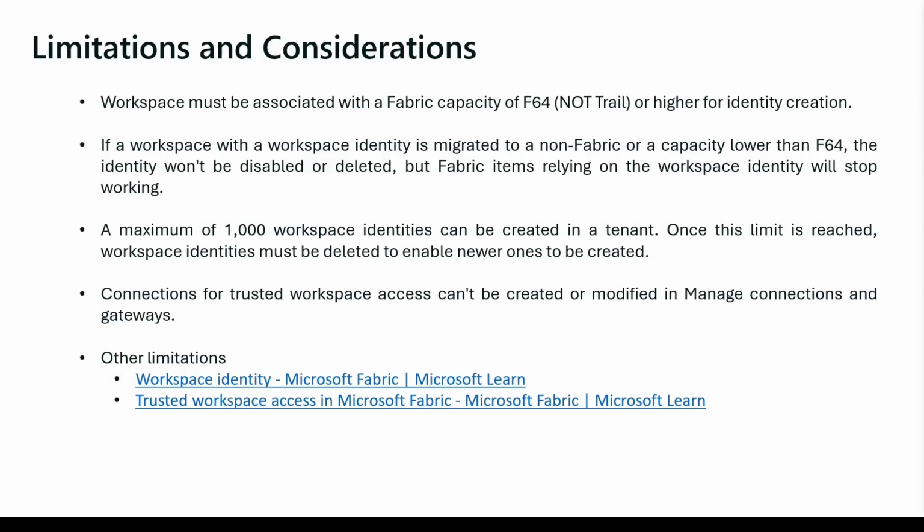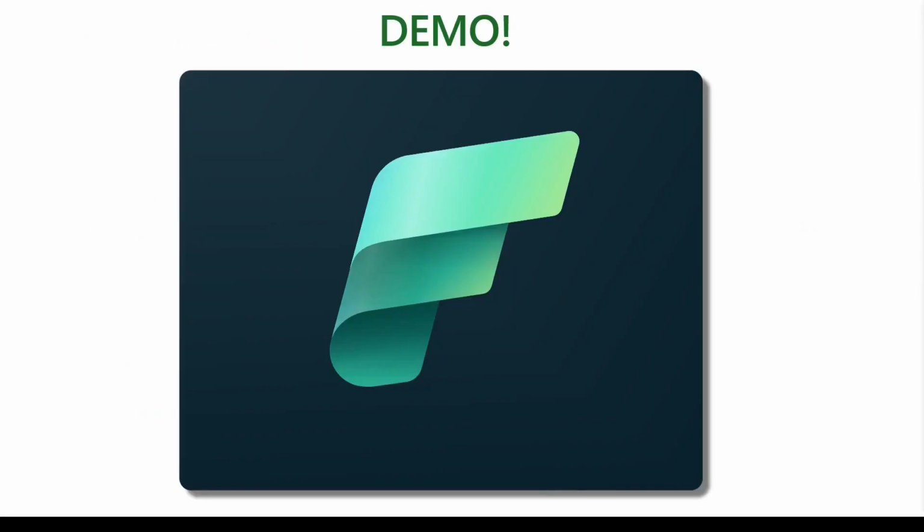Fabric items relying on the workspace identity will stop working. The third item is Fabric tenant can only have 1000 workspace identities. Once this limit is reached, workspace identity must be deleted to create new one. Connections for trusted workspace access cannot be created or modified from Fabric portal setting, manage connections and gateways. To understand other limitations and considerations, I would request you to go through these two blogs. Now let's dive into the demo.